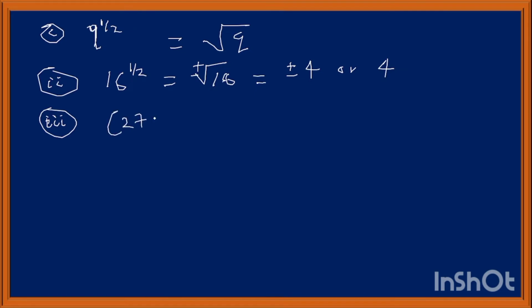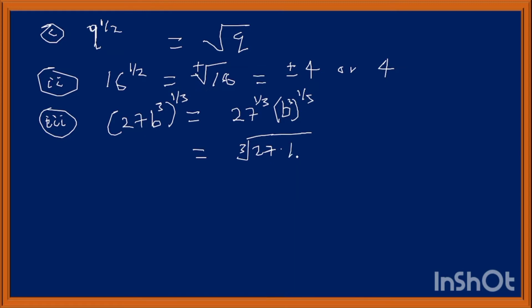The third one there is 27b cubed, all to the power of 1 over 3. According to the rules of indices, that is the same thing as saying 27 to the power of 1 over 3 times b cubed to the power of 1 over 3, and this is the cube root of 27 multiplied by the cube root of b cubed. The cube root of 27 is 3, because 3 times 3 times 3 gives me 27, so the answer is 3b.